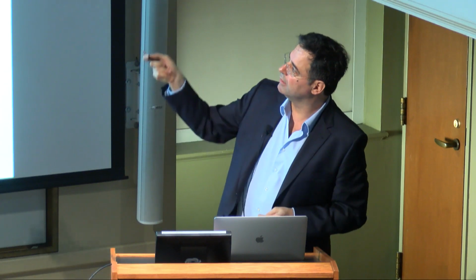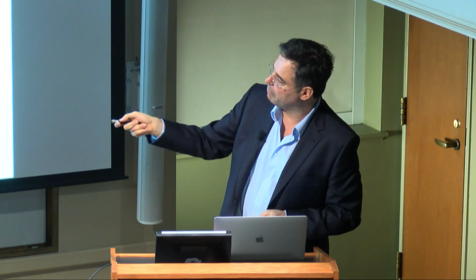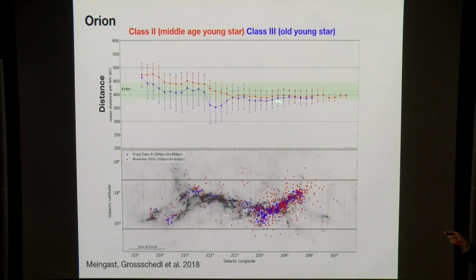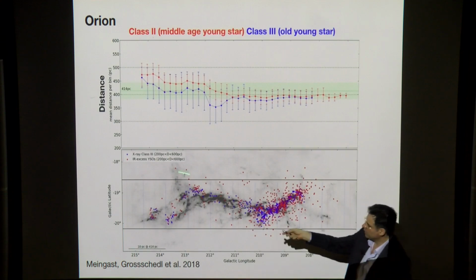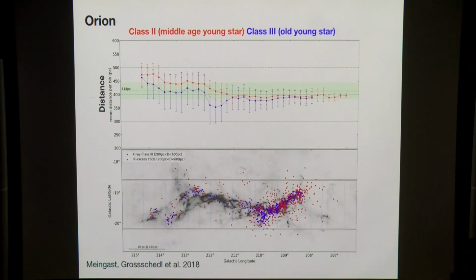The cloud is not on the plane. So it's pretty much bent, because this part seems to be about the same distance, but then it drifts to about 470 parsecs. So that part here is bent, and this part is further away from us than the head of the cloud.